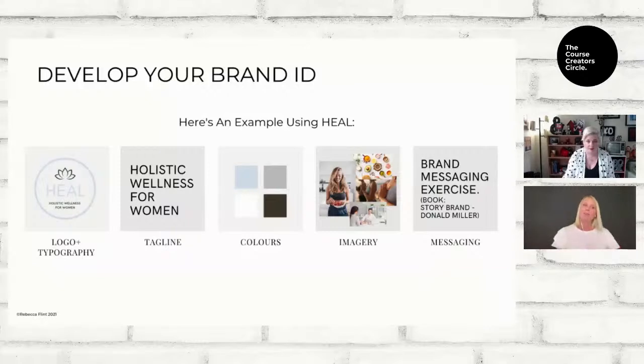So over on the left, we've got our logo, which uses the typography in our brand identity. We have a tagline, which is holistic wellness for women. We have a primary color palette, which is very simple, just 4 colors. And when it comes to color palettes, you can have 3 colors if you like, you can have 12 colors if you like, but I like to keep it super simple and keep it to sort of 4 or 5.